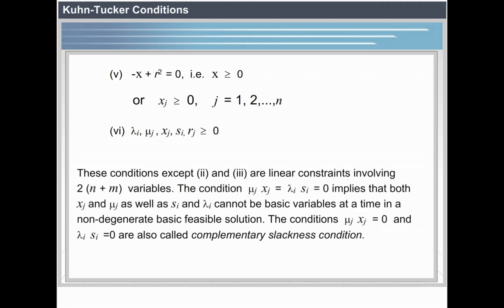These conditions, except 2 and 3, are linear constraints involving 2n + m variables. The condition λ_i s_i = μ_j x_j = 0 implies that both x_j and μ_j, as well as λ_i and s_i, cannot be basic variables at a time in a non-degenerate basic feasible solution. The conditions λ_i s_i = μ_j x_j = 0 are also called complementary slackness conditions.